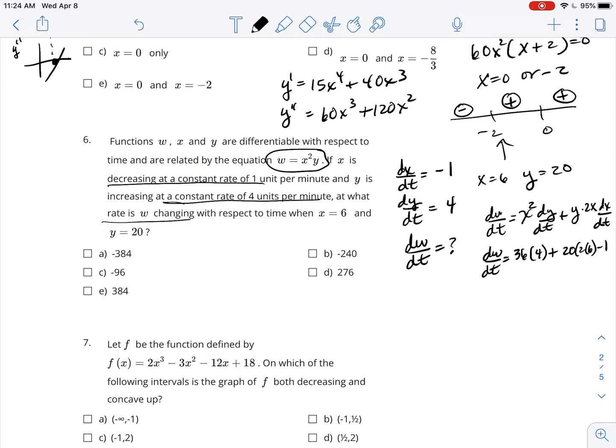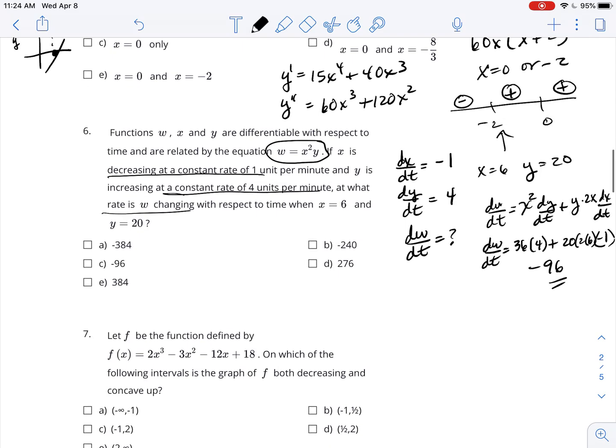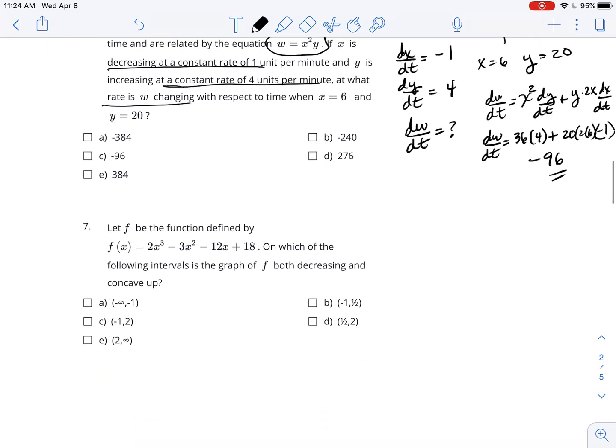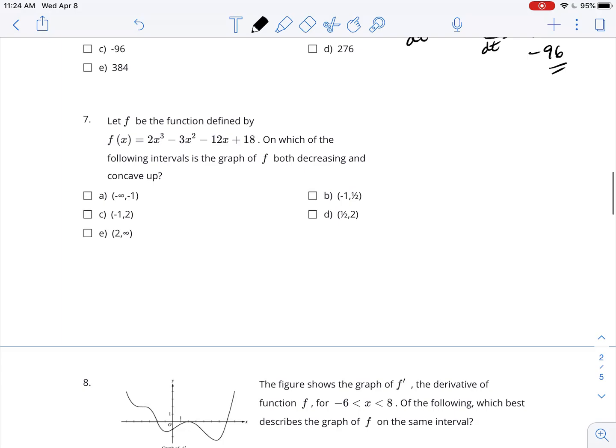So 36 times 4, I don't know what that is, it's a big number, plus 20 times 12 minus 1, times -1, sorry, that's a product. That's going to give you -96. You can double check that, but I believe it's -96.